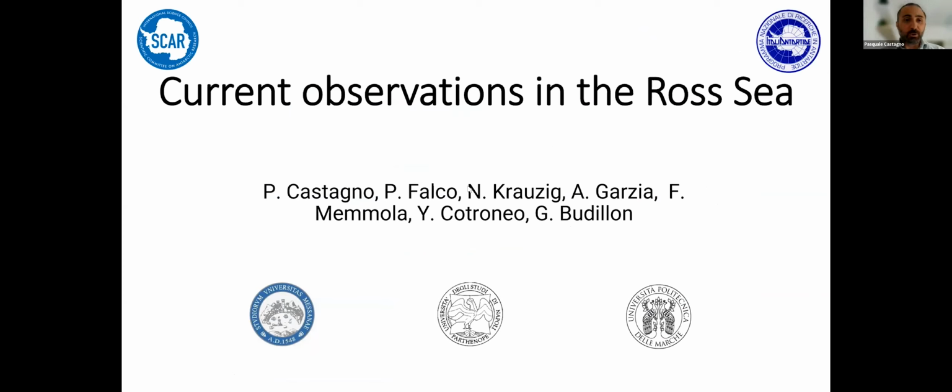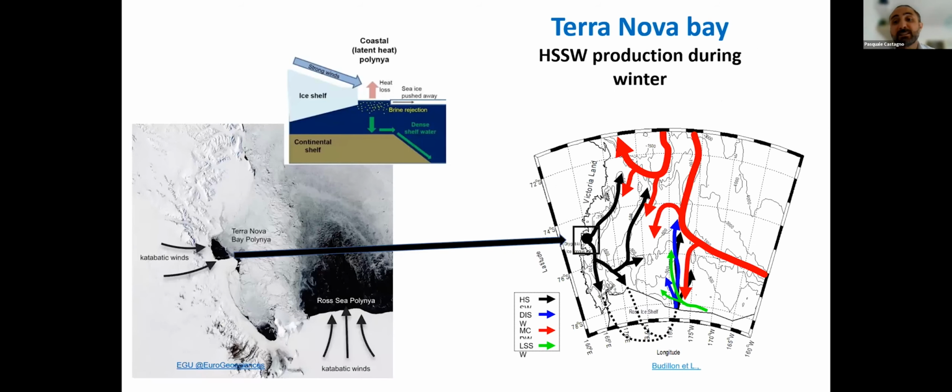So today I'm going to talk about some of the current observations in the polynya of Terra Nova Bay in the Ross Sea. Why Terra Nova Bay polynya? Until now we have seen other presentations talking about the importance of the polynyas, in particular Terra Nova Bay. Terra Nova Bay is one of the areas where there is very high production of ice shelf water that is a precursor to Antarctic bottom water, and many studies have focused on the variability of the water properties, mainly salinity, and how it's changing and what is causing this change.